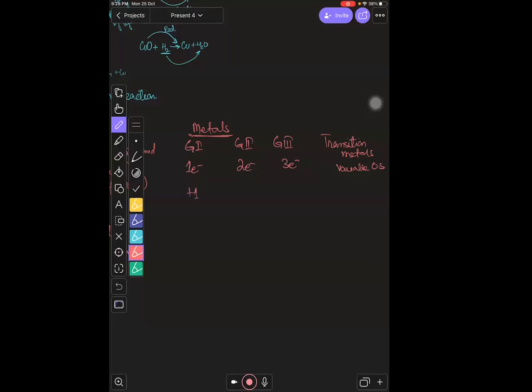They have a +1 charge when they lose one electron, +2 when they lose two, and +3 when they lose three. This is the property of metals. They lose electrons, and can form multiple charges. Iron may be +2 and +3. Copper may be +1 and +2 as well. Aluminum is +3, magnesium and calcium are +2, and sodium and potassium are +1, right? So the main property of metals is the loss of electrons.